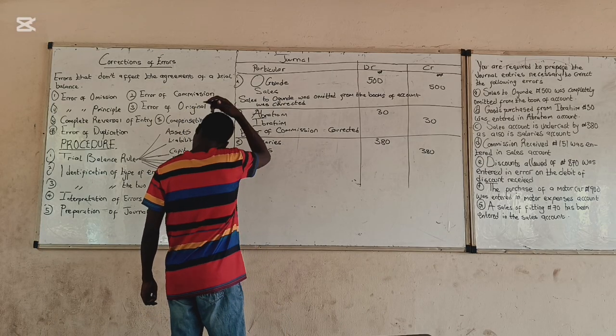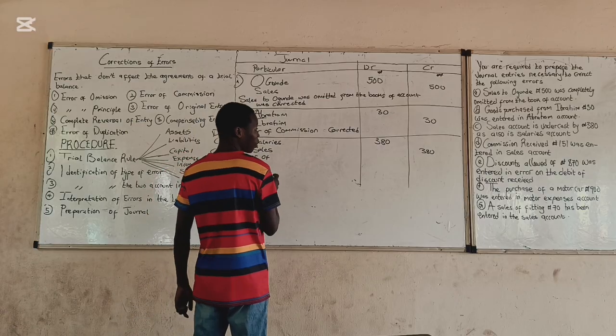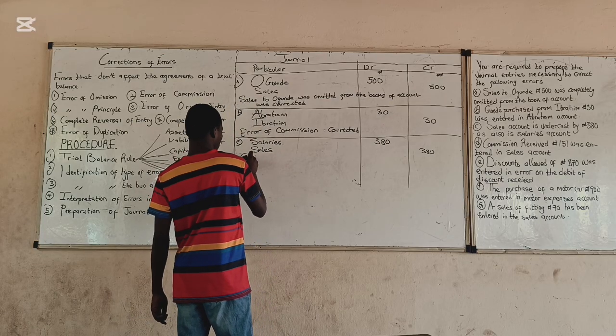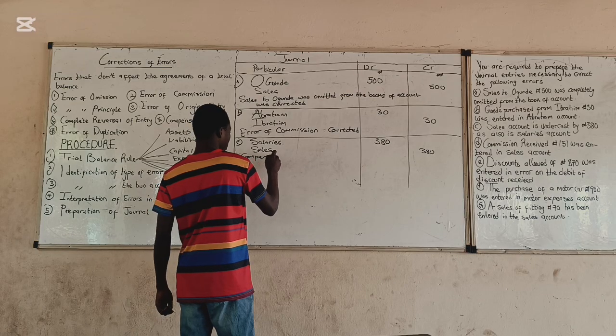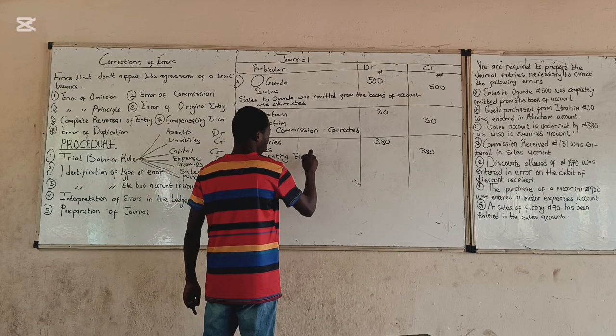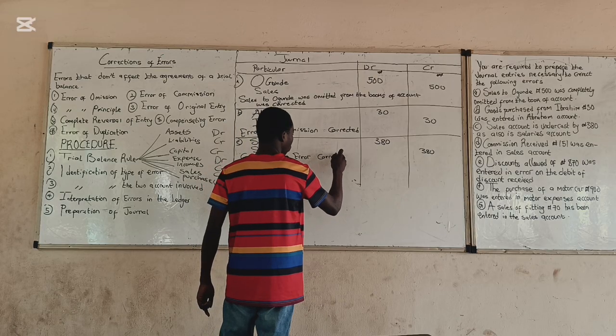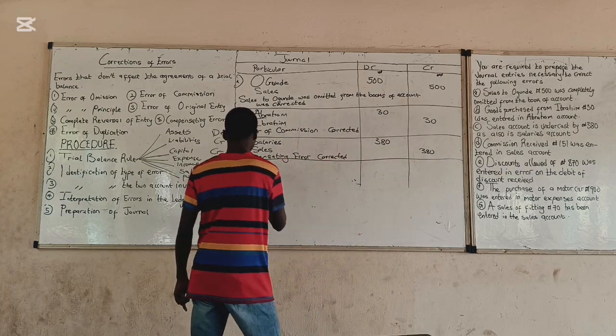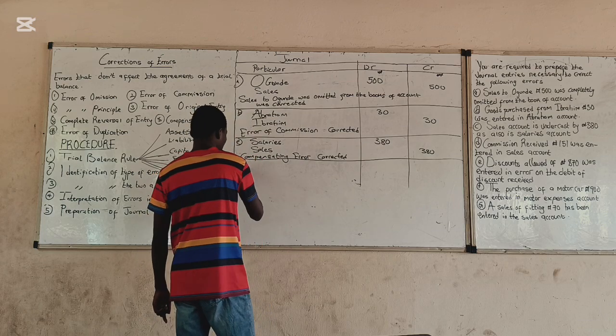Error of what? Compensating error. Compensating error corrected. So we need to move fast.